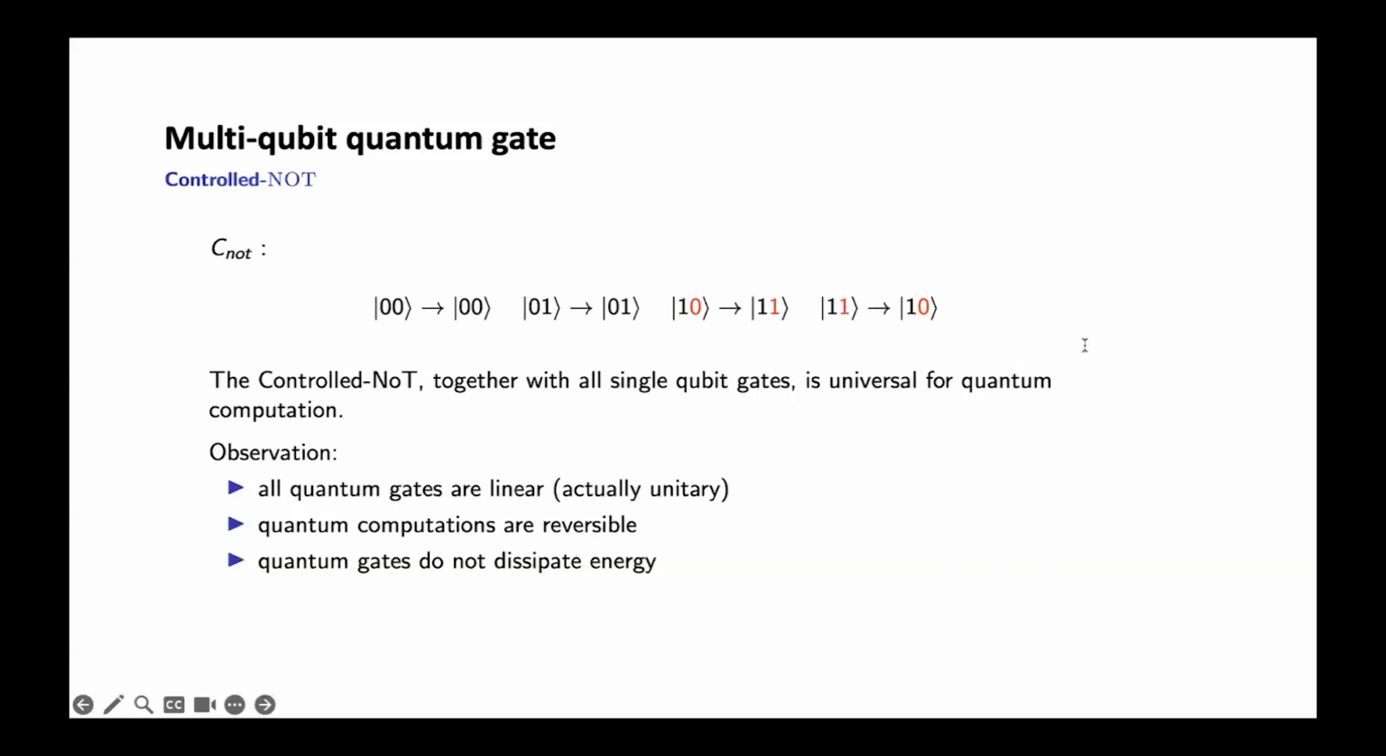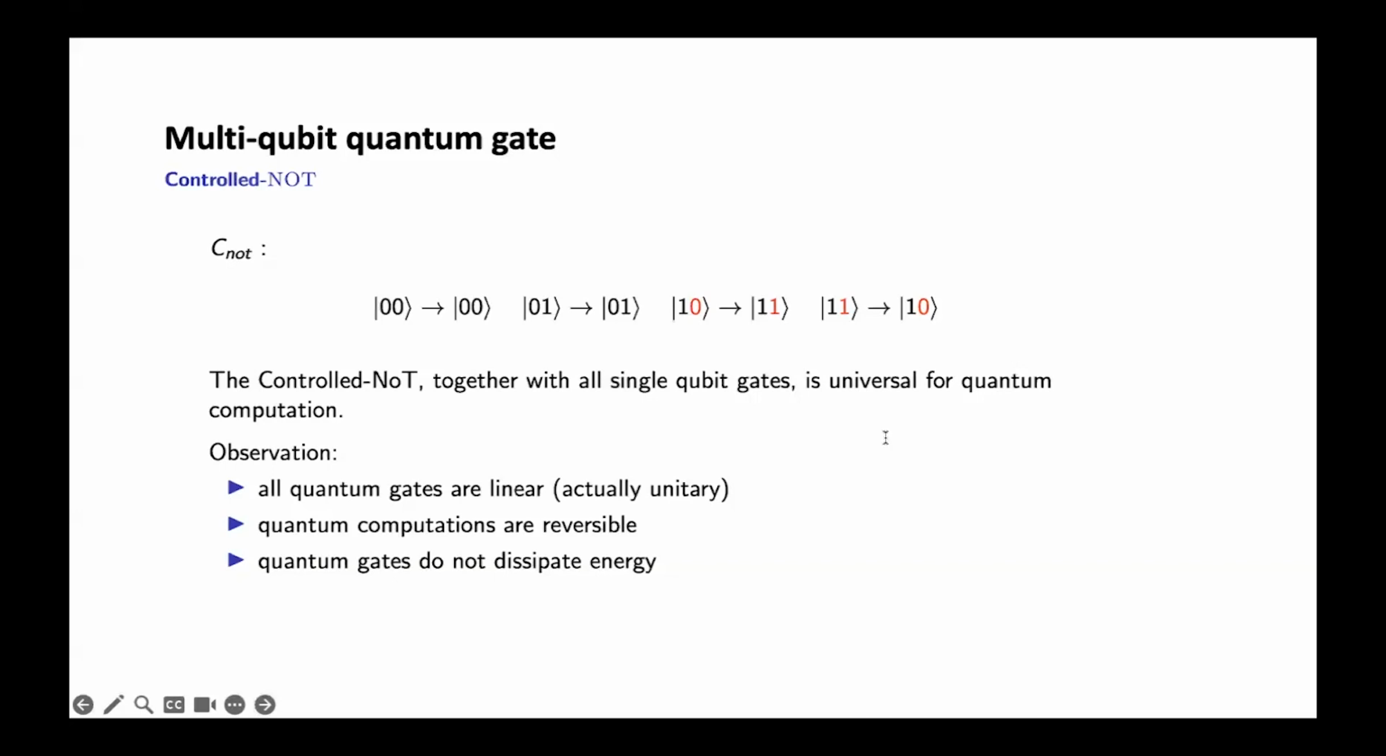So the controlled-NOT here, as you can see, is very, very simple. It just flips the second bit if and only if the first bit is 1. So you see what is happening here: here is the control. It only flips the second bit if the first bit is 1. So here it is 0, so it remains the same. You come here, this is 1, it flips to 1, 1.